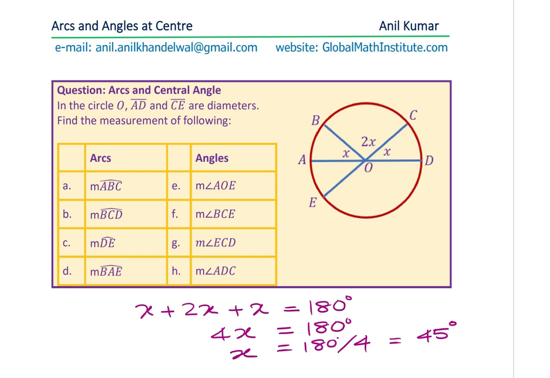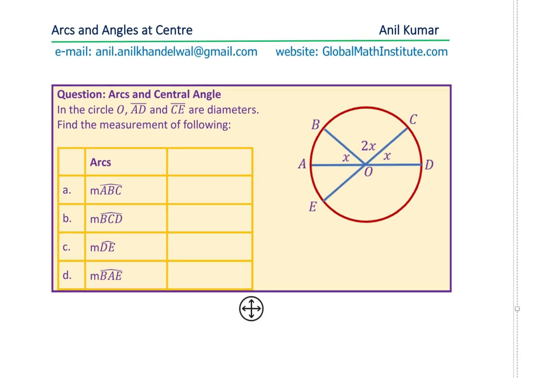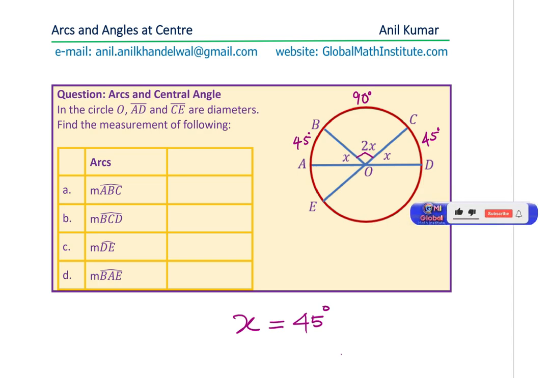You can now pause the video and answer this particular question. So let's look into the solutions. We just found that the value of x is 45 degrees. So that means all these angles are, this is 90 for us now, this is 90 for us, this is 45 degrees, correct? Or let me write them outside. So that becomes the arc length of 45 degrees. This is also 45 degrees, and that is 90 degrees. Now let's answer the questions.